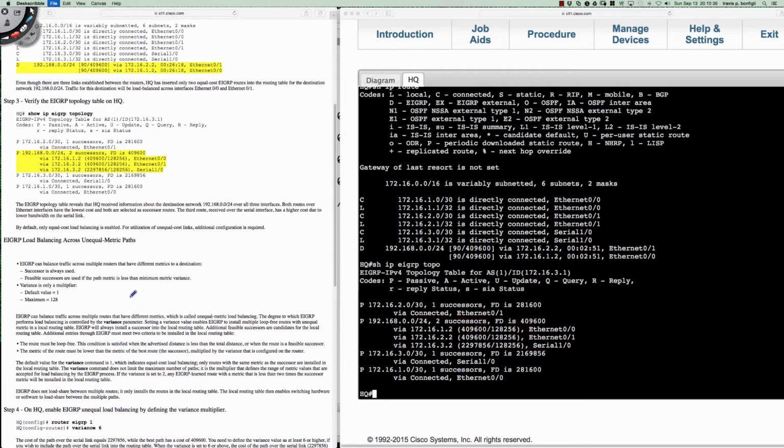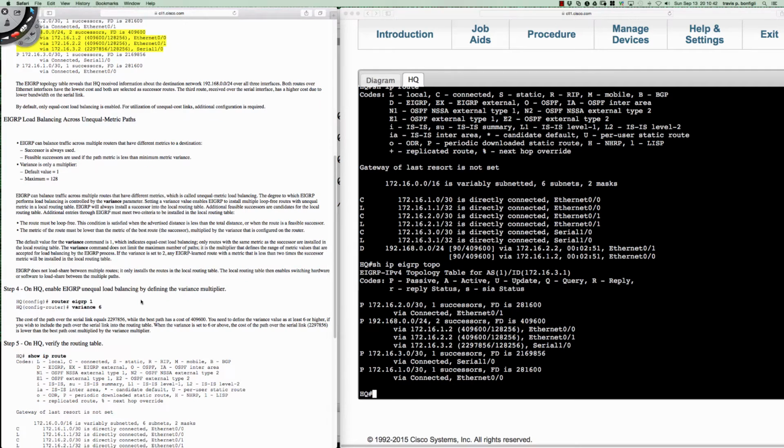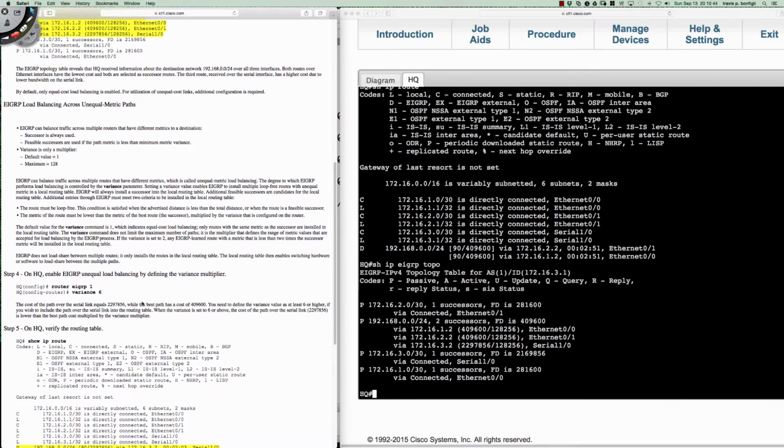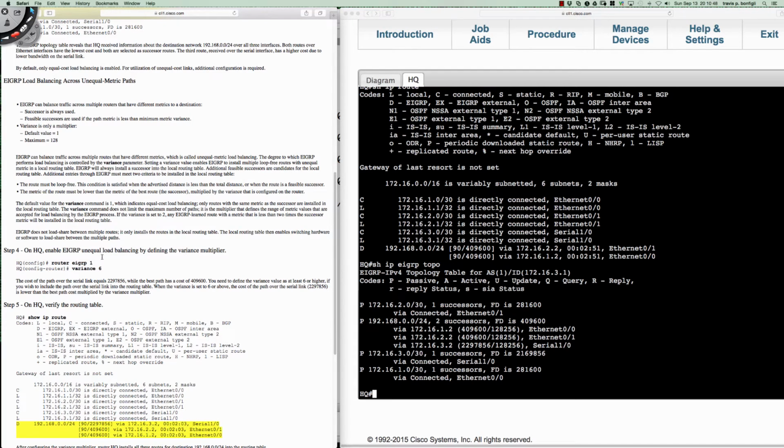Okay, so the next thing we're going to take a look at is unequal cost metric paths. EIGRP can balance across equal cost paths or unequal cost paths, and the way we deal with unequal cost paths is with the variance multiplier. It spells out for you here in these paragraphs that the default value for variance is 1, and you can go all the way up to a maximum of 128. And in fact, let's confirm that.